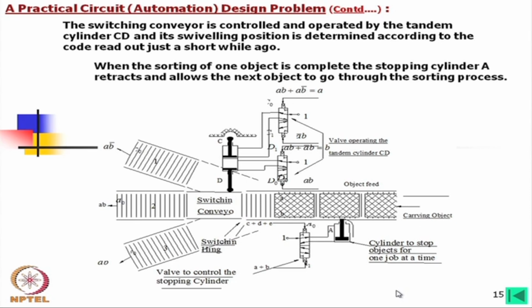When the sorting of one object is completed, the stopping cylinder A retracts, that means this will retract and will allow the next object to go through the sorting process.